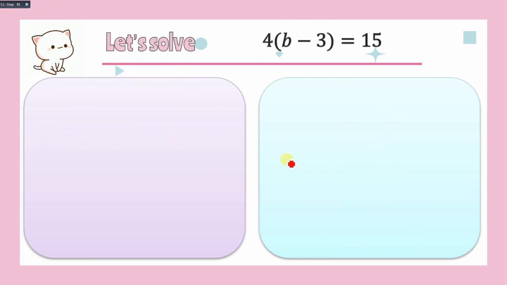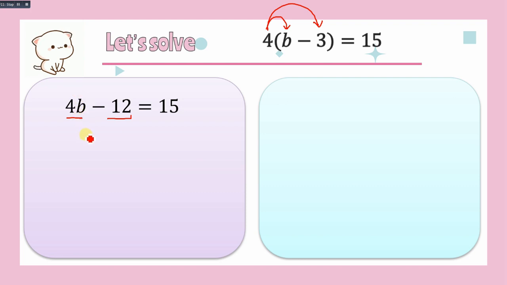Another example is 4 multiplied to the quantity of b minus 3 equal to 15. So again, multiply first the 4 to the quantity of b minus 3. Then we will get 4 times b, that will be 4b, and 4 times negative 3, that will be negative 12.